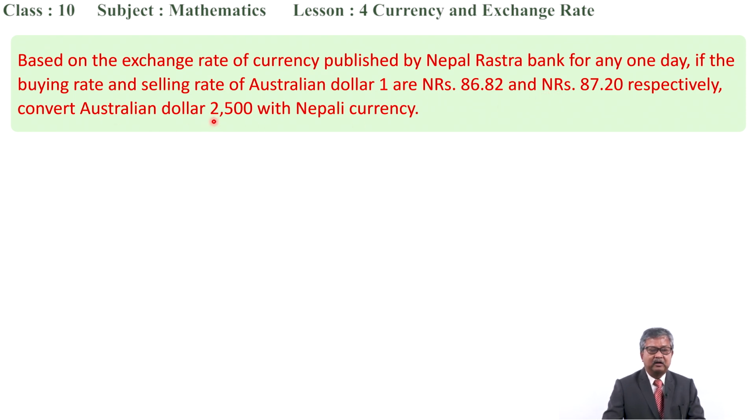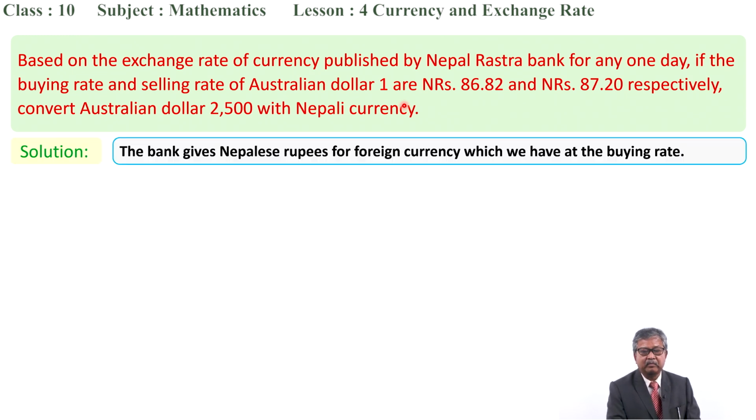Then convert Australian dollar 2,500 into Nepali currency. That means what are we doing here? We are giving the Australian dollar to the bank and we get the Nepali currency. So which rate do we have to use here? Can you see me? Which rate? Yes, we are giving the Australian dollar and the bank gives the Nepali currency. That means the bank is buying the Australian dollar and giving the Nepali currency. So that's why we say that the bank uses the buying rate.